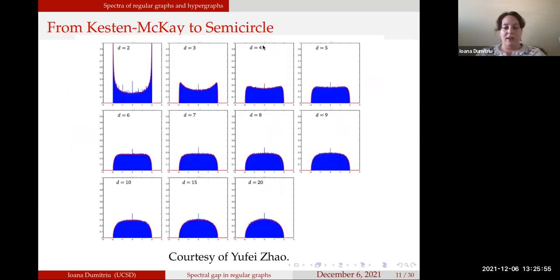I want to show you here, courtesy of Yufei Zhao, how this thing changes. So this is the Kesten-McKay law and an empirical spectral distribution for some random d-regular graph. You can see that here you get something that looks like an arcsine. And then as the degree grows, it flattens and then it expands in the middle. By d equals 20, you can clearly see the shape of the semicircle happening. Okay, so this is how you evolve from Kesten-McKay to the semicircle by taking this limit sequentially.